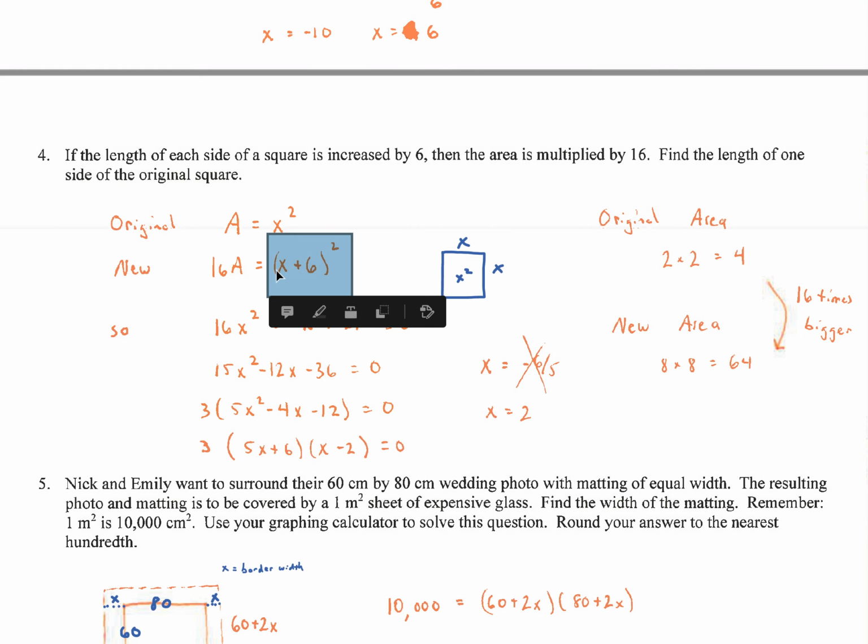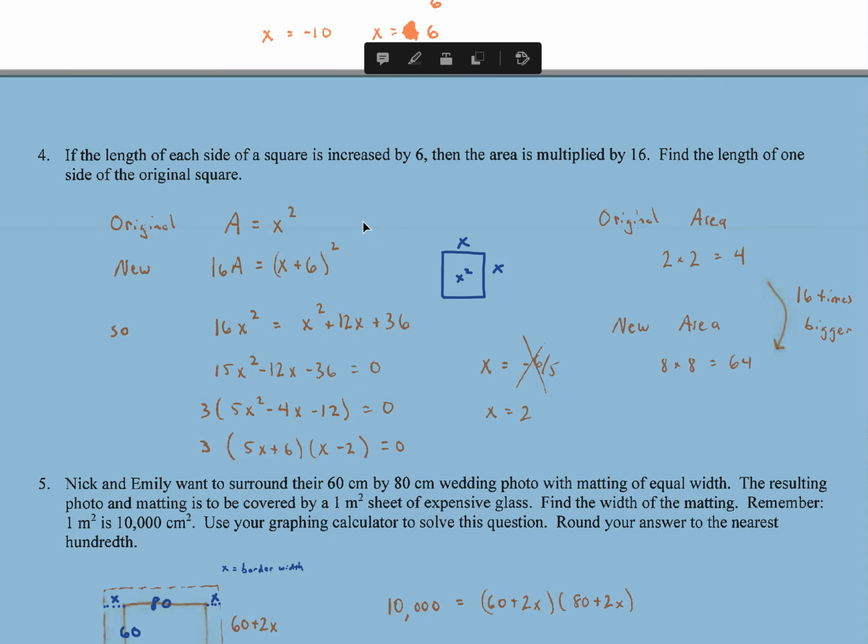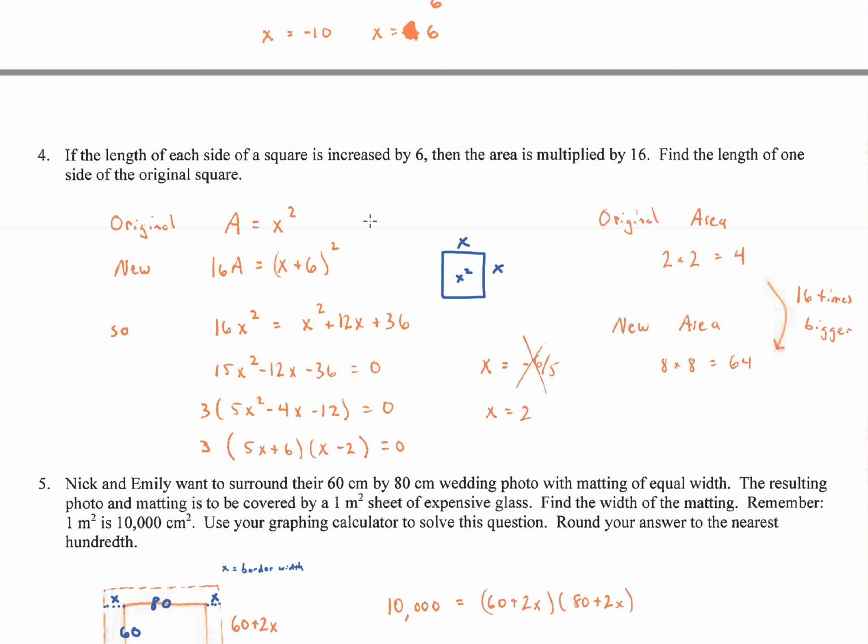The area is 16 times bigger than the original. So if x squared is the original area, the new area is 16 times that, so 16x squared. So 16x squared equals (x plus 6) squared. It's telling us that if we increase x by 6, we increase the area by 16 times, and so we get this equation.